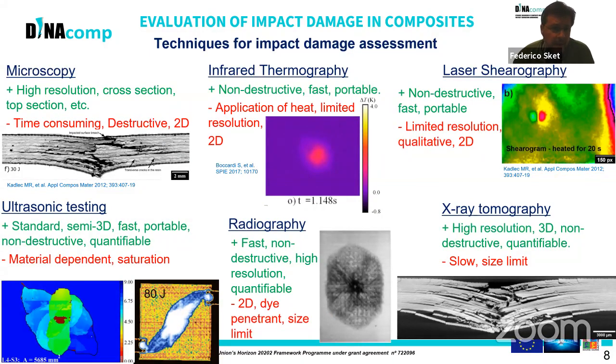In each technique that I put here, I put a picture of an impacted specimen for you to have an idea of the type of results that you can get for each of them. The most trivial one is microscopy, in which you take a picture or a series of pictures of the damaged specimen at a cross section.